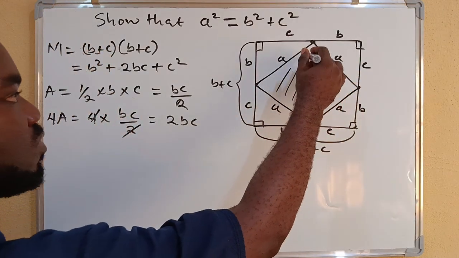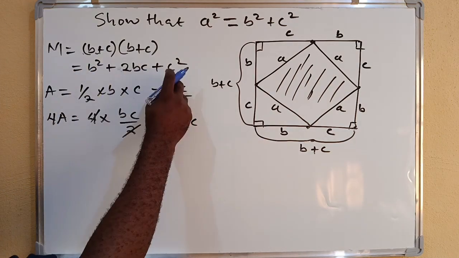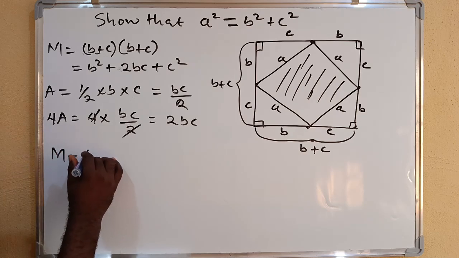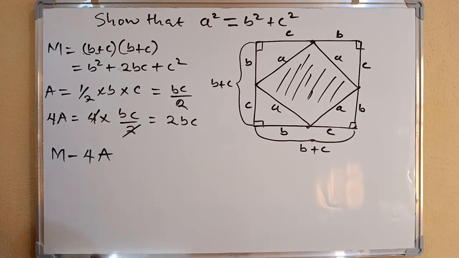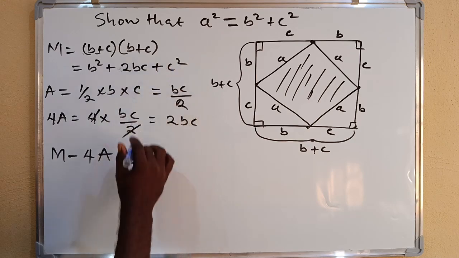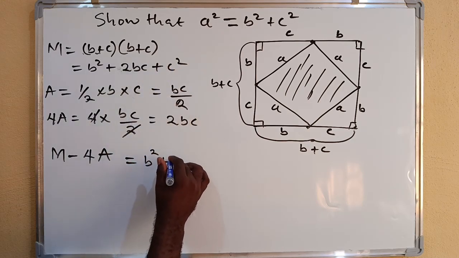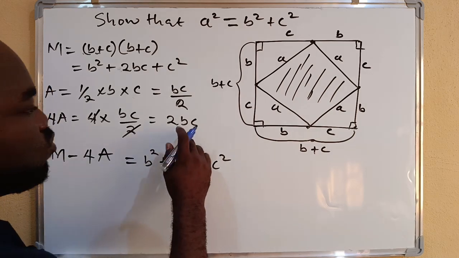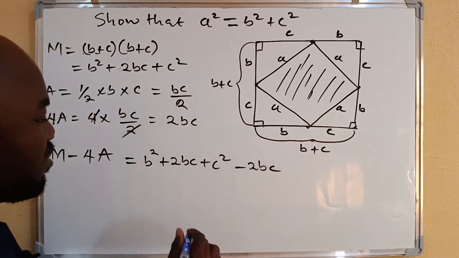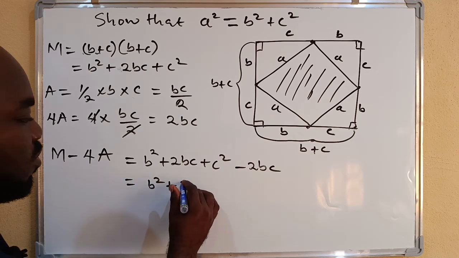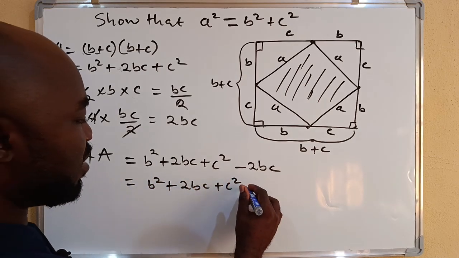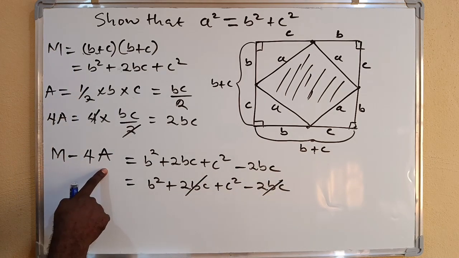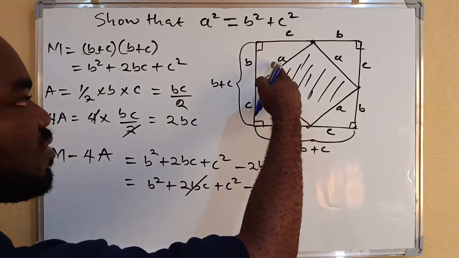So the area of the square inside will be the area of the entire square, which is M, minus the area of the 4 right angle triangles, which is 4A. Now, the area of the entire square is B squared plus 2BC plus C squared. The area of the 4 right angles is 2BC. So you can see that you have B squared plus 2BC plus C squared minus 2BC. So this will cancel this. And what is your M minus 4A? And that is the area of the square here.